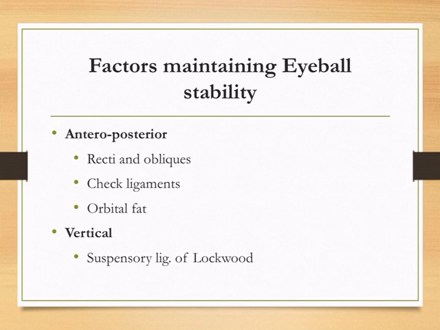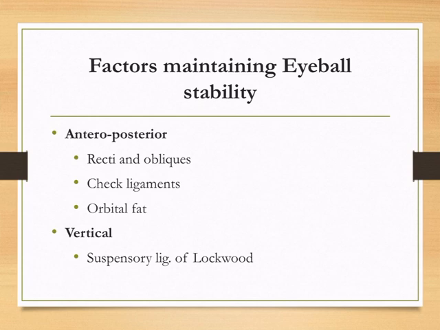Okay, factors maintaining eyeball stability. Remember, the anterior-posterior stability is maintained by the recti and the obliques. The recti have a tendency to pull the eyeball inwards, and the obliques, since they pull the eyeball outwards, both of them together maintain the anterior-posterior stability.